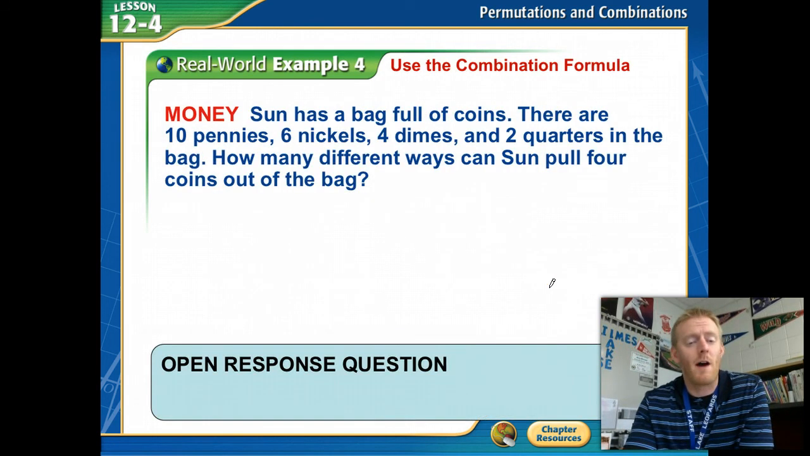So make sure you plug the numbers into the formula correctly. Now here's your open response to do the exact same thing. I'll even give you the formula so you don't have to try to look back to your notes.